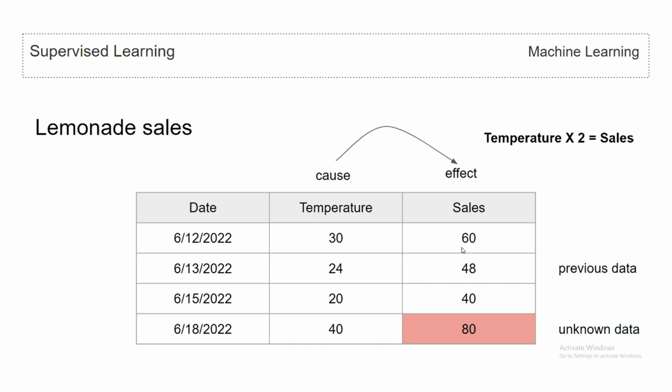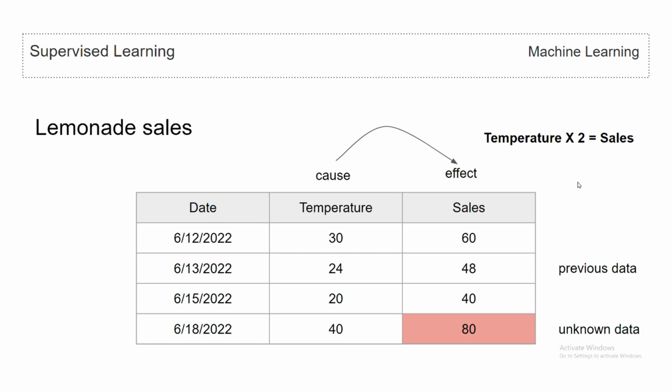2. And this is the whole idea of supervised learning, because over here, this would be our unknown data that we're trying to find. So let's just say the 80 was missing and we don't know what the number is. But through machine learning algorithms, we know that in previous dates, the temperature and sales given had a correlation between them. And the correlation is that the sales is always temperature times 2.